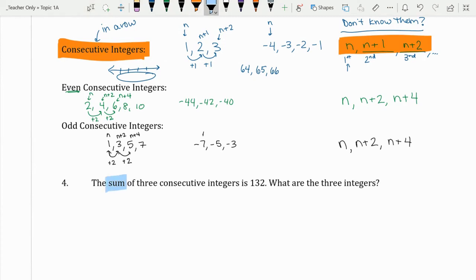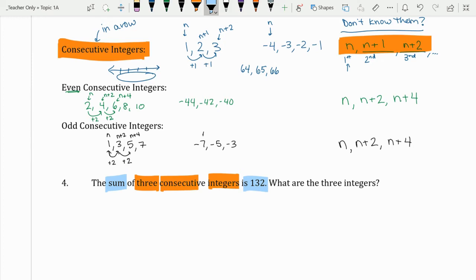So the sum of 3 consecutive integers is 132. Okay, so looking at this, what this is saying is 3 numbers in a row add up to 132. And if you are someone who can figure this out in your head, awesome. What I would like to do then is show me why it works. So show me them all adding up to 132 and write down specifically what those numbers are.